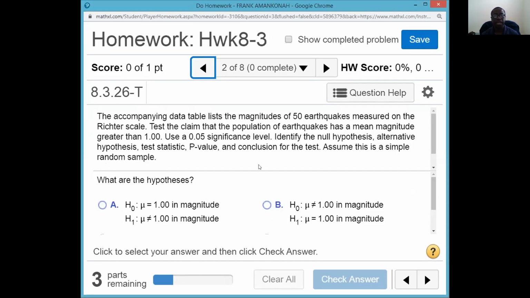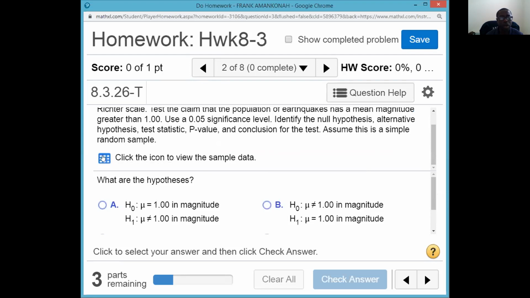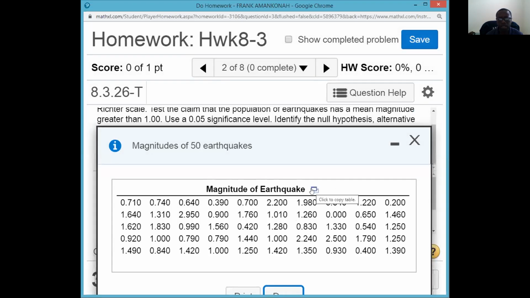Okay, so it says that the accompanying data table lists the magnitude of 50 earthquakes measured on the Richter scale. Test the claim that the population of earthquakes has a mean magnitude greater than 1.00. Alpha is 5%. So what we do is we state the null and the alternative hypothesis. I'm just going to open this and show you how to calculate the p-value in StatCrunch. So let's open this in StatCrunch.